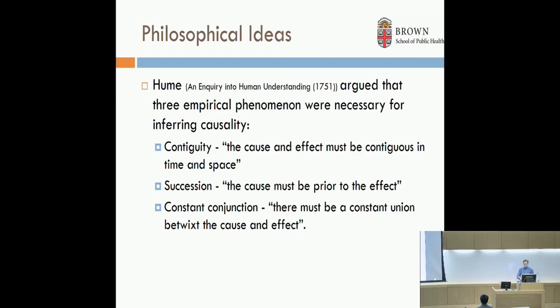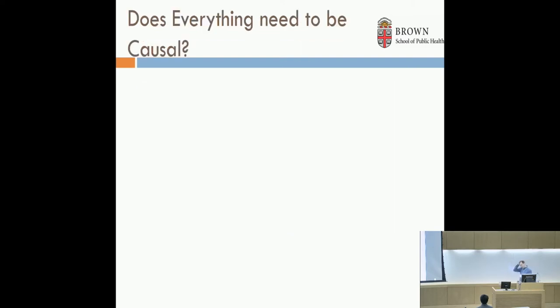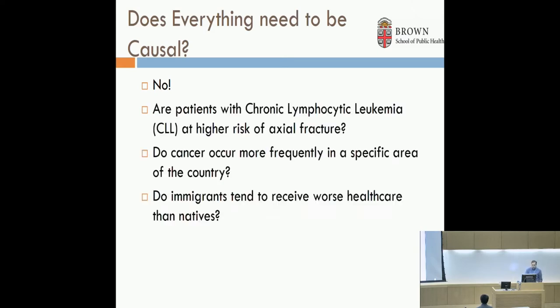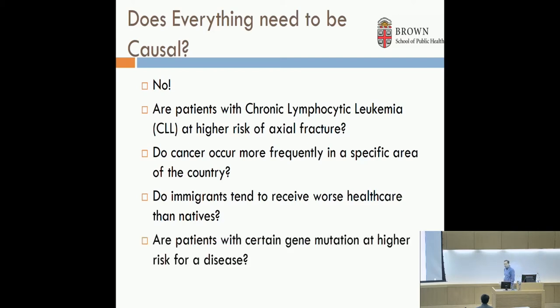That's the general idea. Now, does everything need to be causal? Well, no. Not all statistics has to be causal. I know everyone that comes in wants to make it causal, but not everything has to be causal. We want to check associations for different things. For example, if a certain gene has a high risk for a disease, or if immigrants receive worse healthcare. All those things do not have to be causal. They are just an association, and that's totally fine to describe whatever we are trying to do.